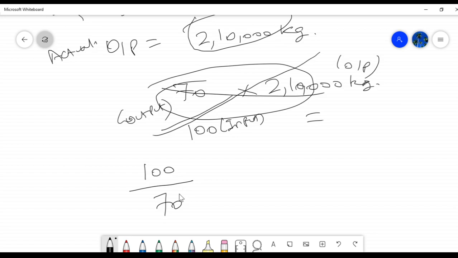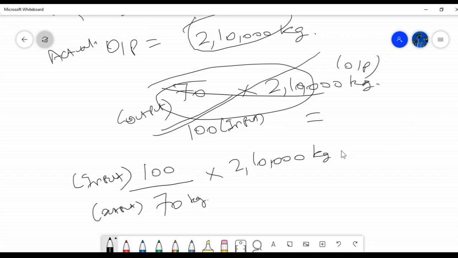So the correct way of doing it is: 70 is output and 100 is input. For producing 70 kgs of output, 100 kgs of input is used. Then for producing 2,10,000 kgs of output, how much input would we have used? I think it will come around 3 lakh kgs.